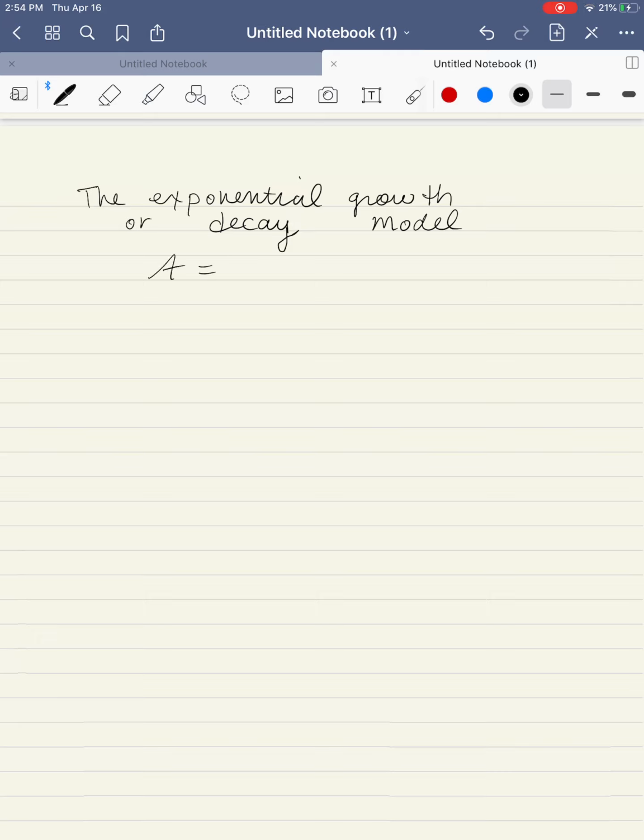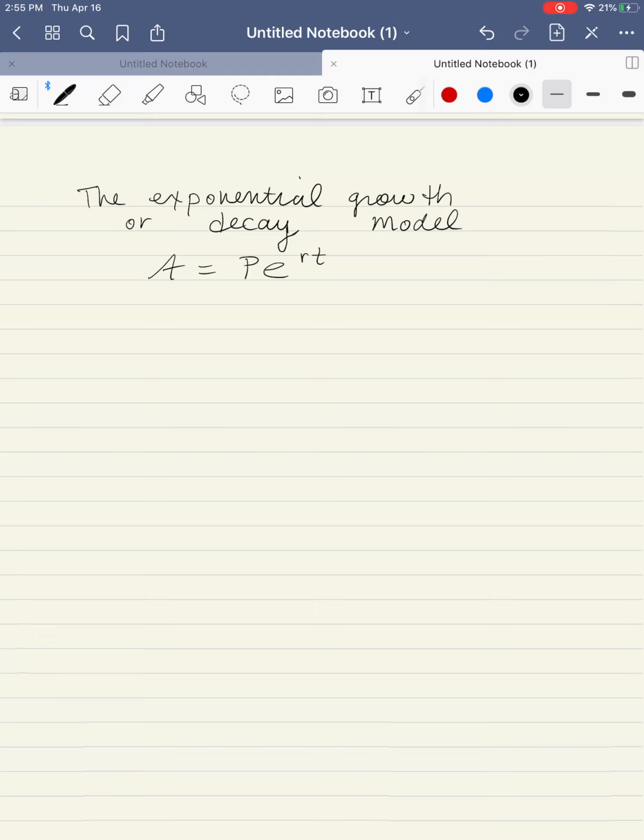In our last video, we looked at the continuously compound interest formula, A equals P e to the rT. What we're going to see in this video is that this formula can be used as any kind of an exponential growth or decay model. And we'll talk in a minute more about what I mean by decay model.